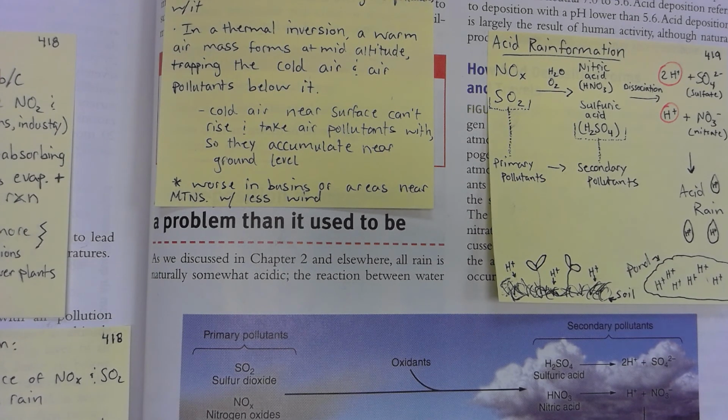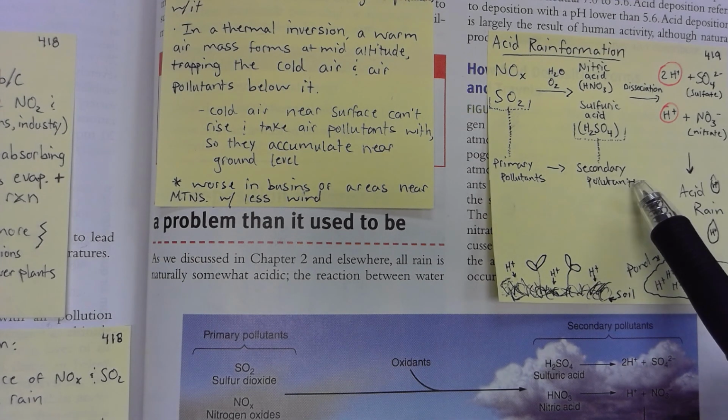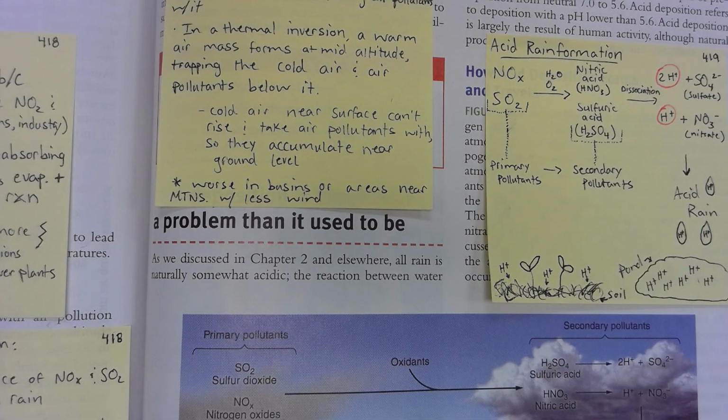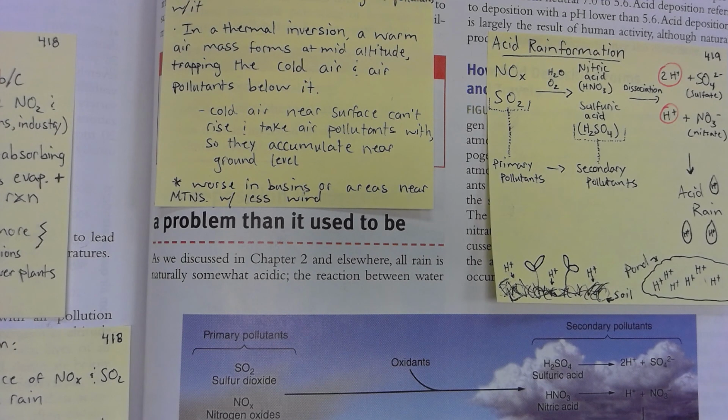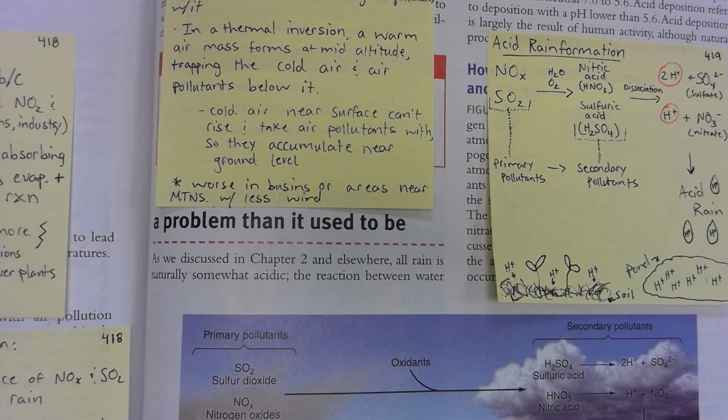So again, this is kind of the definition of what actually produces a secondary pollutant. It's a primary pollutant that undergoes transformation in the atmosphere to become a secondary pollutant. So acid rain coming from nitric acid and sulfuric acid is a prime example of a secondary pollutant. We're not quite to acid rain yet, though.